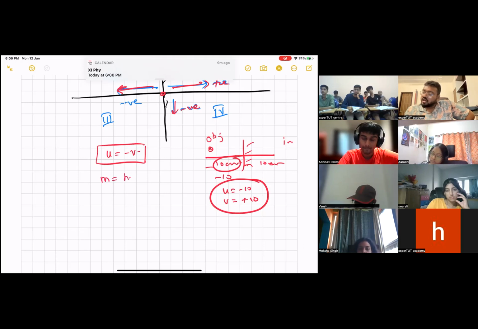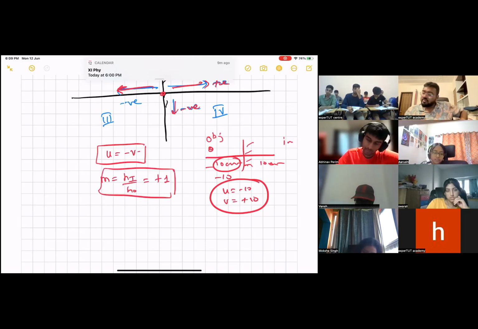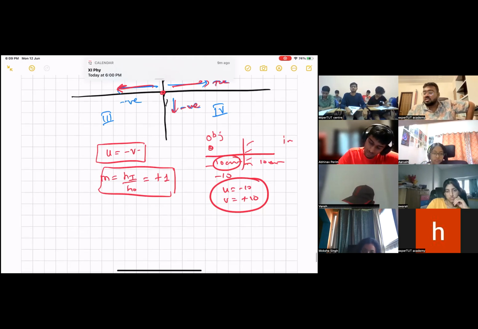Something called M is equal to height of image by height of object. This is also plus 1 here, because the height of image and height of object are the same. So in plane mirrors, M is equal to 1 and U is equal to minus V. These are the two equations of a plane mirror. Raleigh, you're not writing.